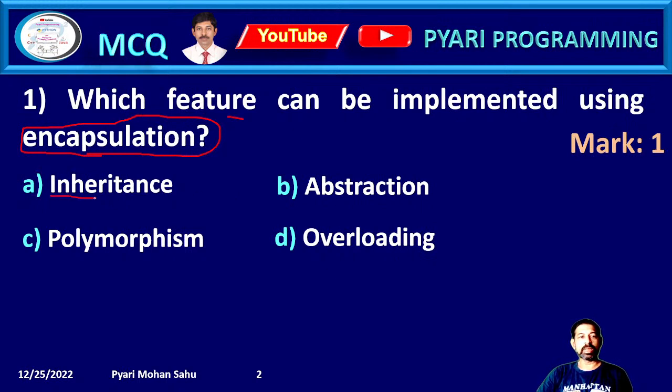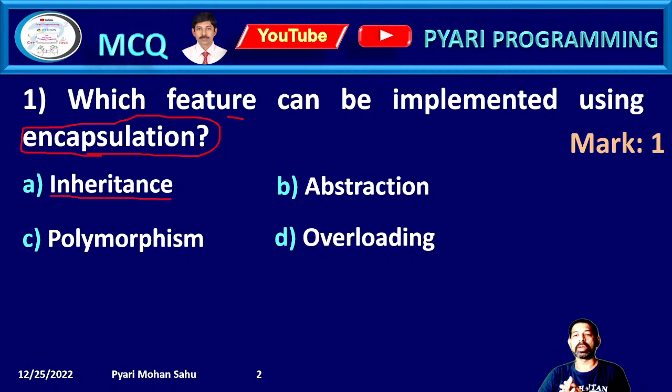Now, what is inheritance? If I am extracting a class from another class, it is known as inheritance. What is abstraction? Abstraction says that hiding the inner implementation is abstraction. What is polymorphism? It says that a single form can have several meanings. What is overloading? If more than one method inside a class has the same name with different parameters, it is called method overloading. But none of these is directly related to your encapsulation.